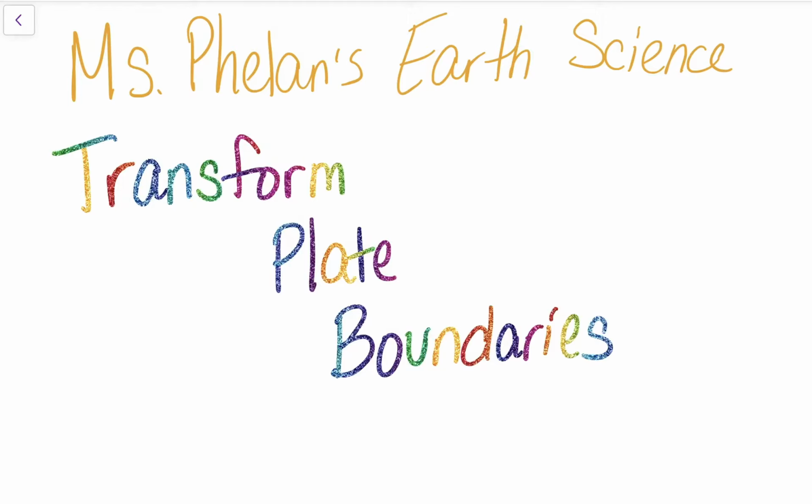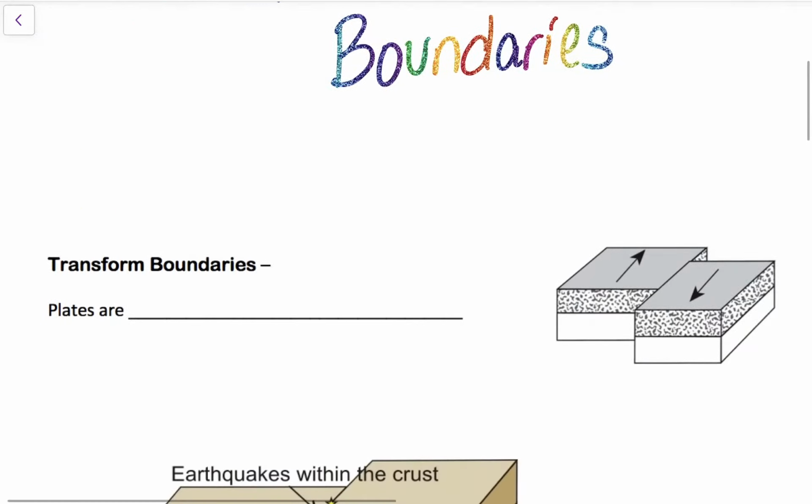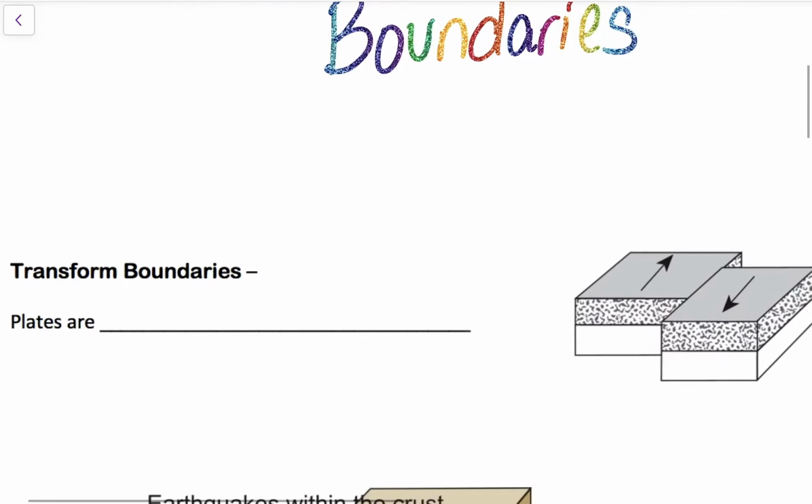Hi everyone. In this video, we will be looking at transform plate boundaries. Remember, there are three types of plate boundaries: divergent, convergent, and transform. In a divergent boundary, the two plates are moving away from each other. In a convergent boundary, the two plates are moving toward each other. And in a transform plate boundary, we see something a little different.